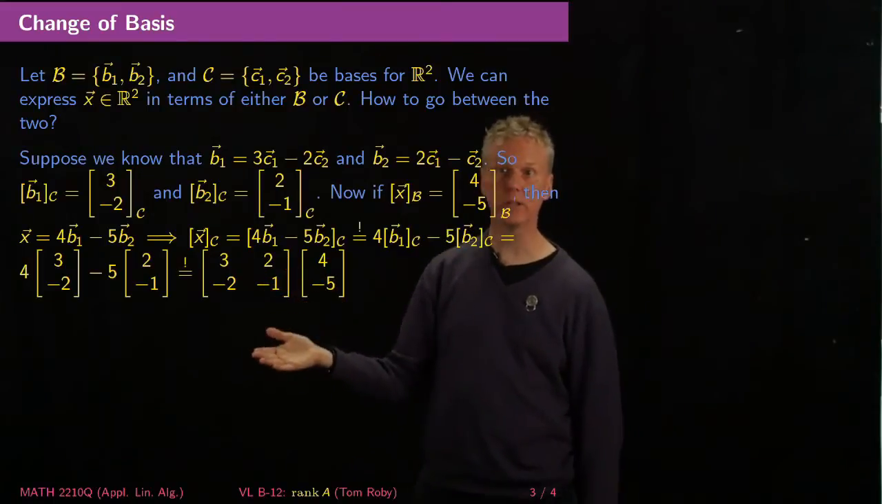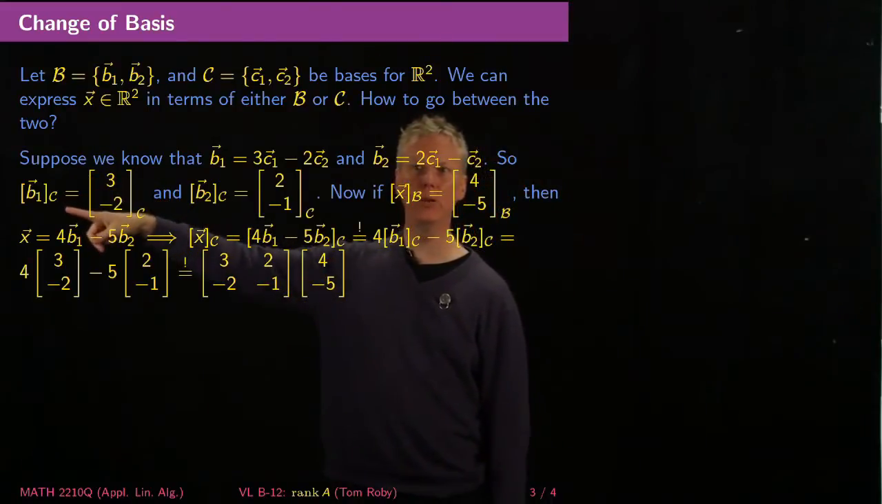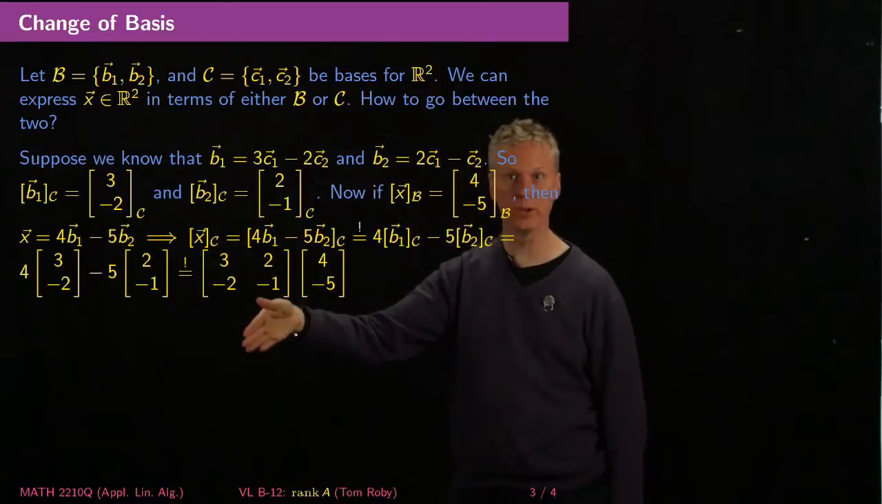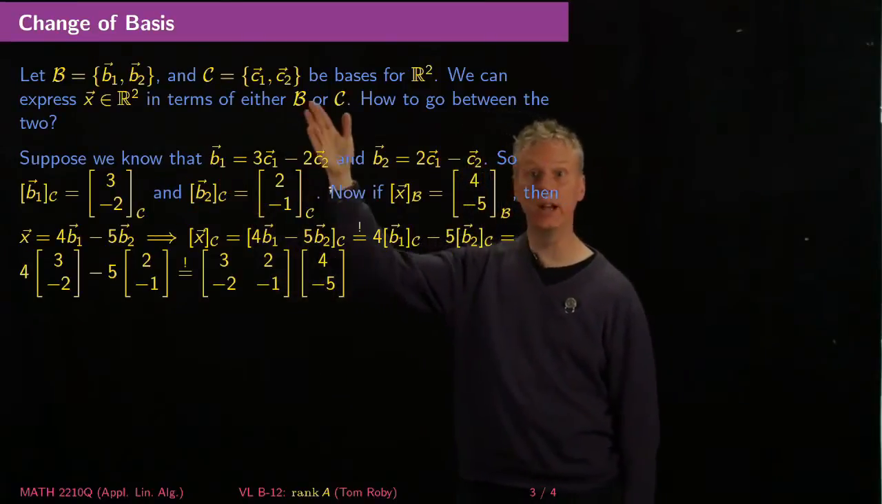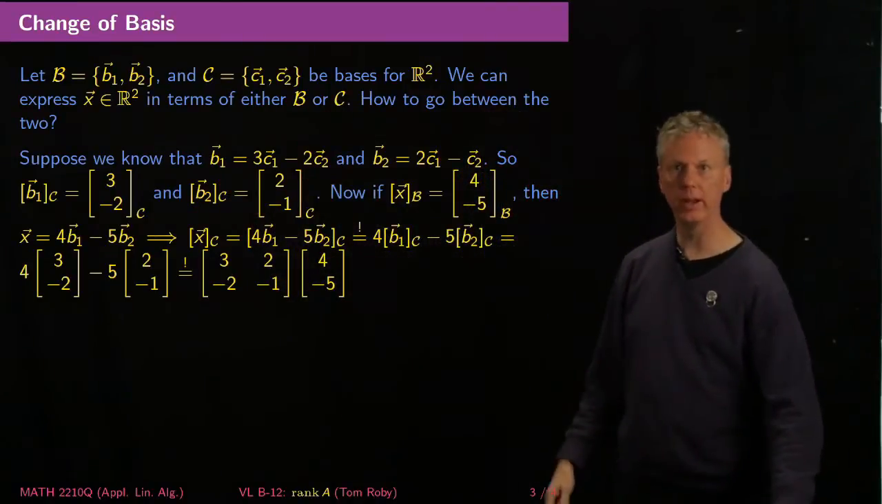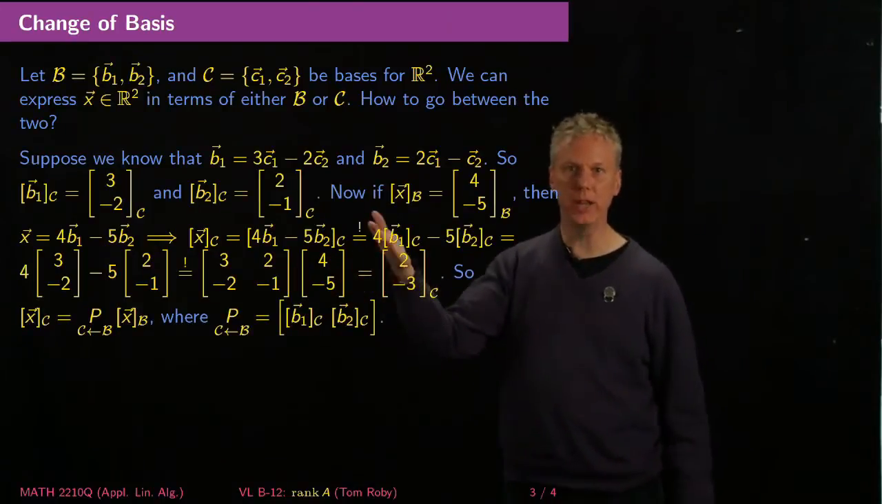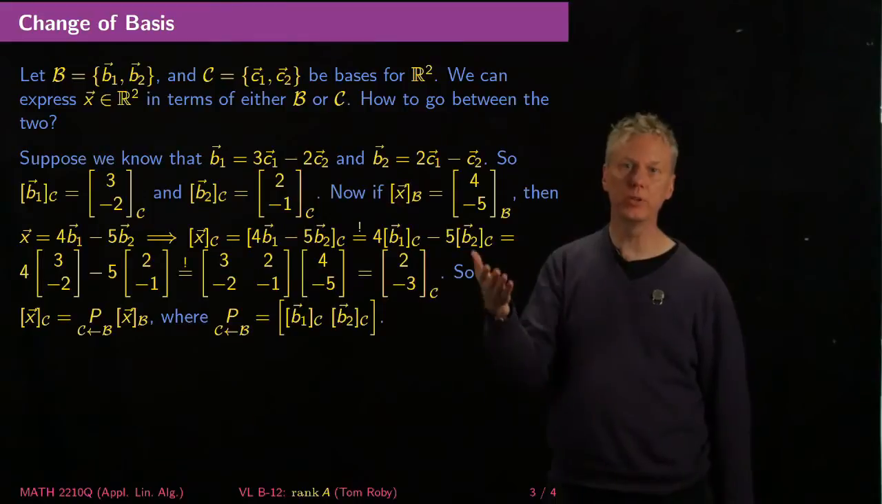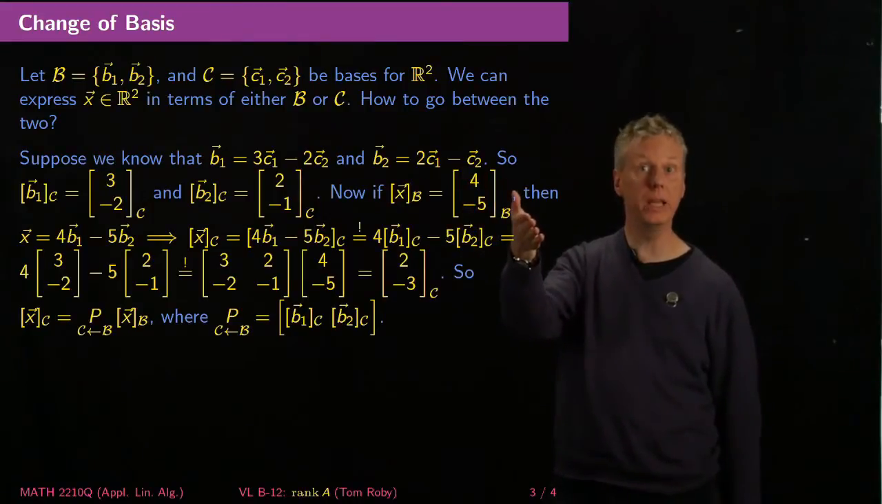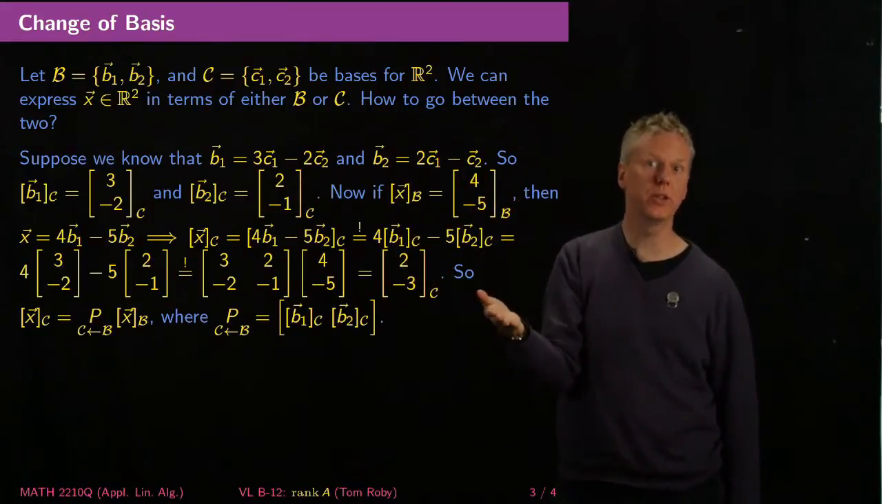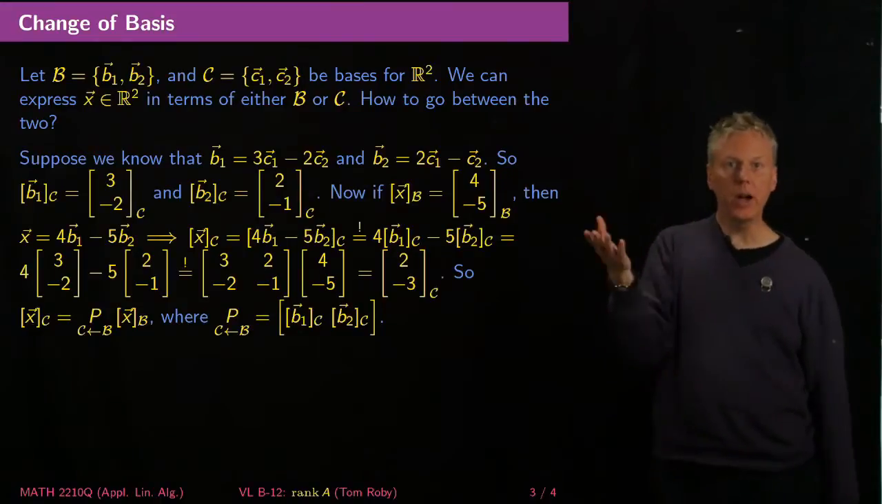And so what's that matrix? Well, that matrix is what I get when I take B1 and write it in C coordinates, make that the first column. Take B2, write it in C coordinates, make it the second column, right? And there it is, okay? And so if you work out what this is, you get (2, -3). So in other words, whatever (4, -5) was in terms of B coordinates, (2, -3) is in terms of C coordinates. Now, a couple of things to notice here.